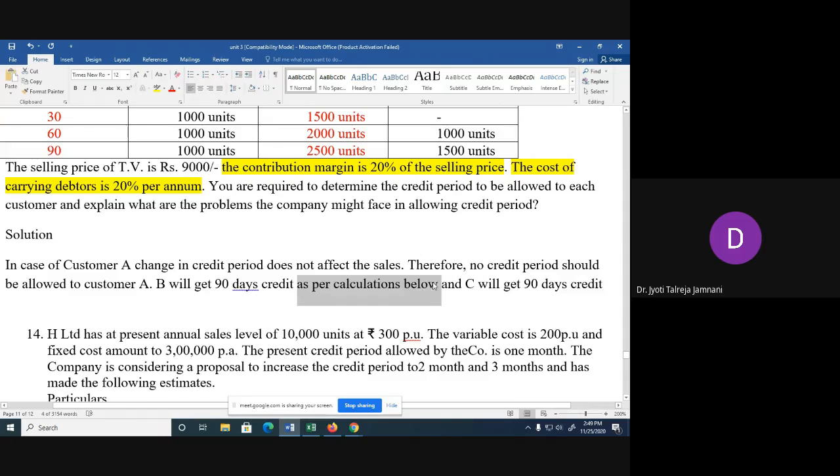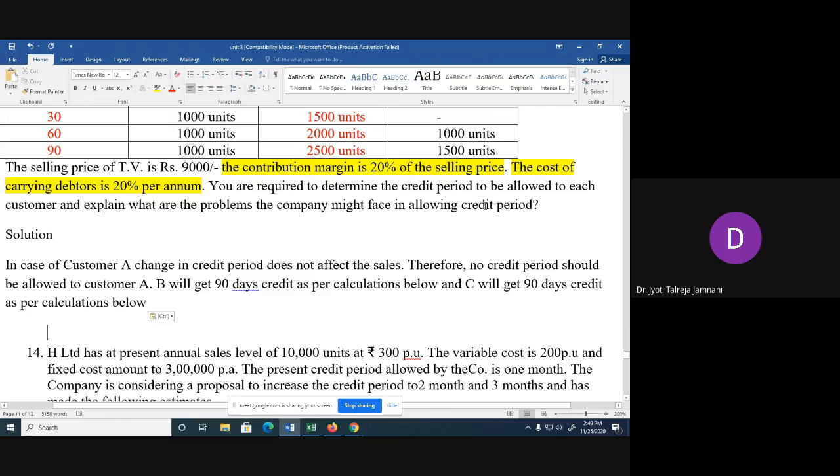Okay. Now there is another question asked. You are required to determine the credit period to be allowed to each customer. So we have determined A will get no credit, B will get 90 days, and C will get 90 days. And explain what are the problems the company might face in allowing credit period. So can anybody tell me what problems the company might face if I give 0 credit to A, 90 days credit to B, and 90 days credit to C?